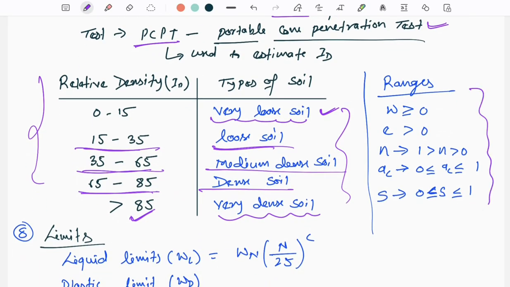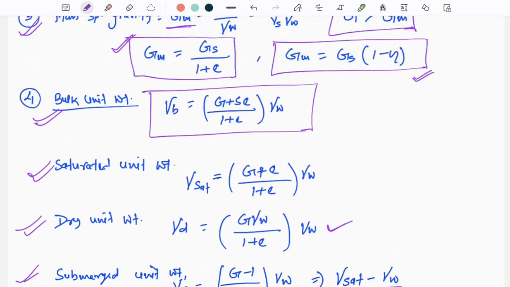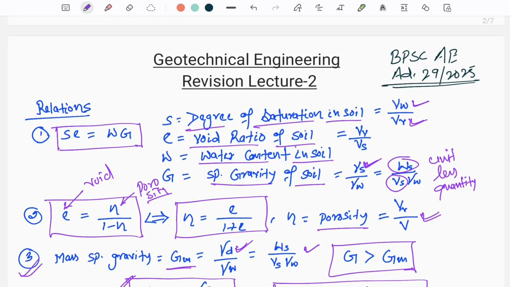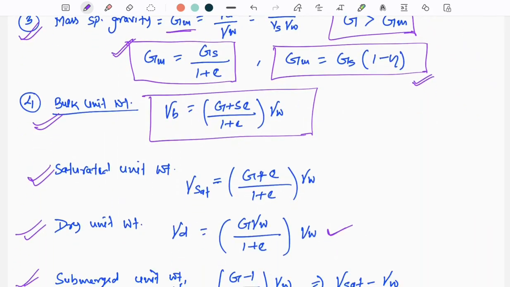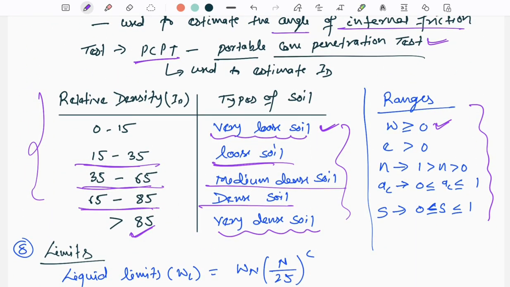Here are some ranges of void ratio, porosity, air content, saturation, and water content. Water content is always greater than or equal to 0. As you know, water content, as I have discussed here, is the weight of water divided by weight of solids. Void ratio is the volume of void divided by volume of solid. So based on that, you can see water content is always greater than or equal to 0, and void ratio is always greater than 0, and can be greater than 1 also. But porosity is never greater than 1. It ranges between 0 to 1. Air content is also between 0 to 1, and degree of saturation is also between 0 to 1. So only water content is greater than or equal to 0, and void ratio is greater than 0.